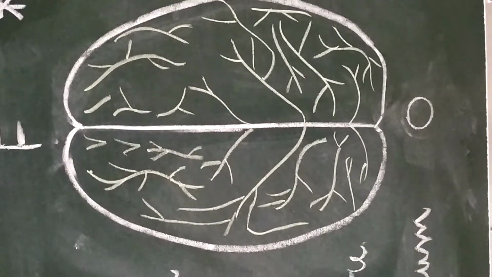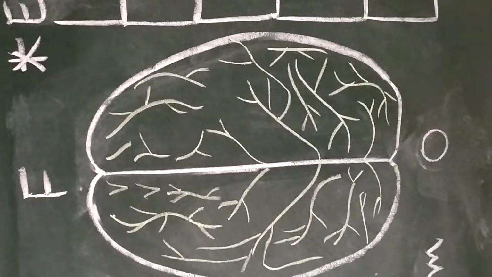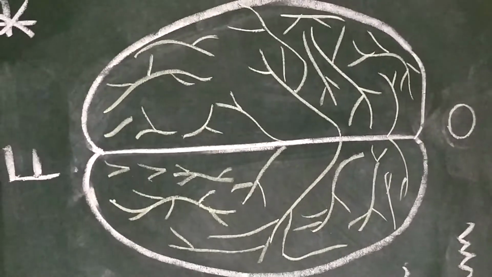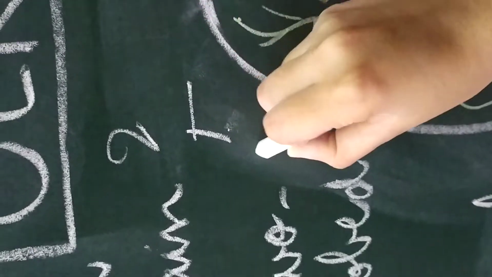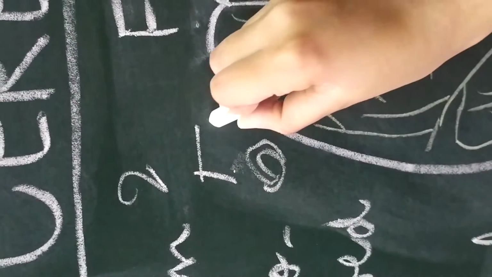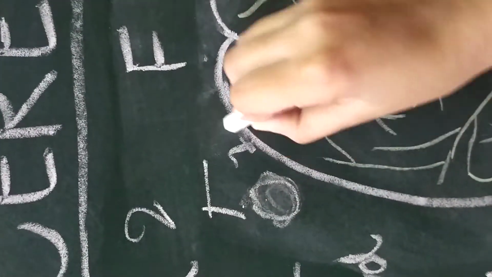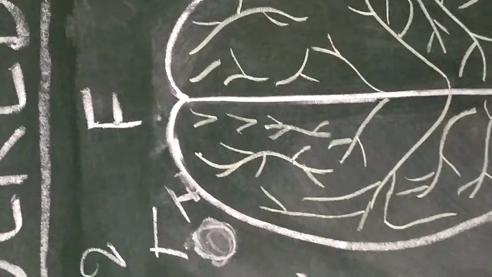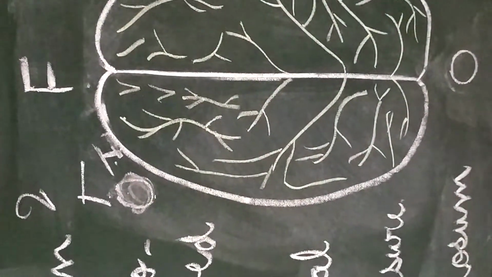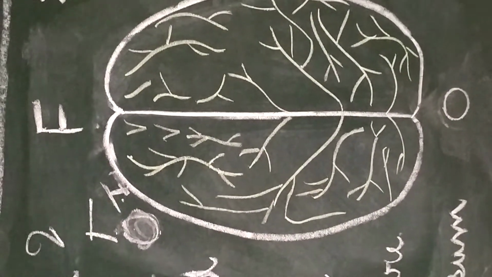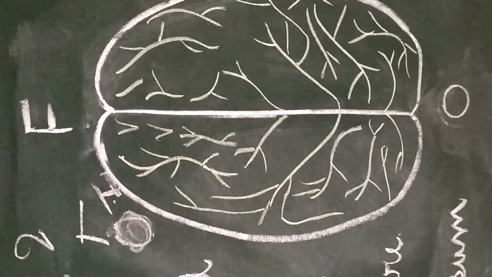Now talking about the external features, but before that I would like to tell you about the layers of the cerebral hemisphere. Each cerebral hemisphere consists of two layers, the outer layer and the inner layer. Now the outer layer is a layer of grey matter and is called the cerebral cortex, while the inner layer consists of white matter. Okay.